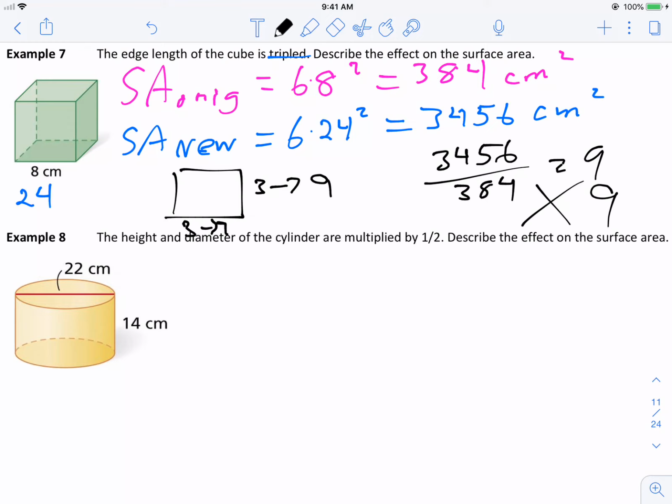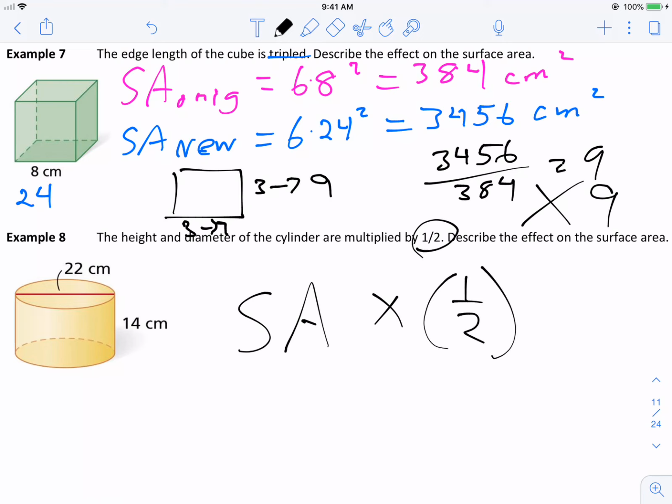We have a cylinder in this problem. The height and the diameter are multiplied by a factor of 1/2. Describe the effect on the surface area. So the surface area in this case is going to be multiplied by a factor, whatever our scale factor is, in this case 1/2 squared. Just like in the previous problem, the surface area is multiplied by a factor of 3 squared, or 9. So 1/2 squared, that's like 1/4. So the surface area is multiplied by a factor of 1/4.